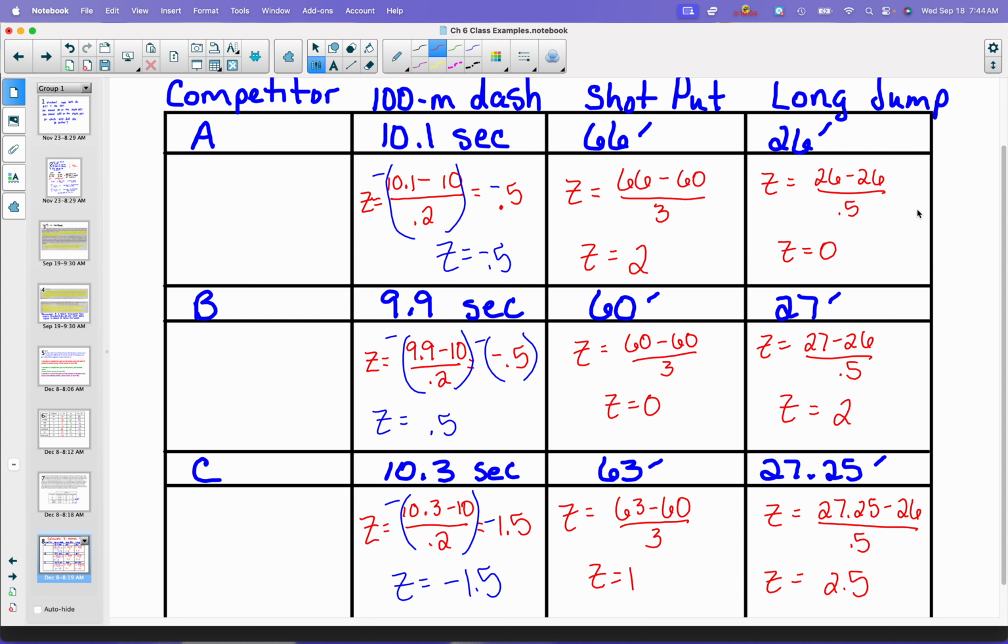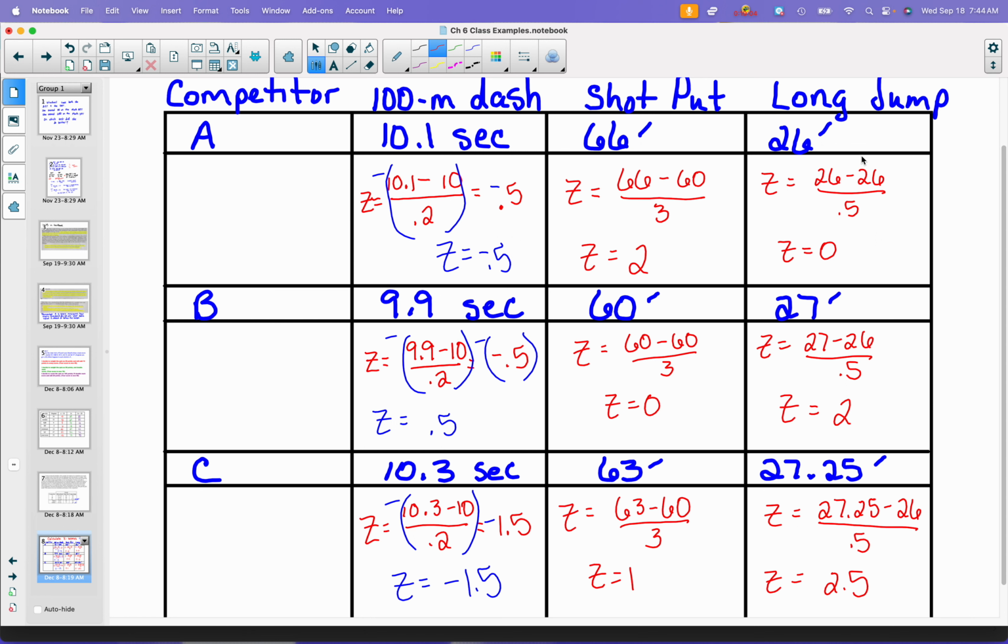So here are all my z-scores. If you didn't pause it earlier, you can pause it now so you have all those. So then we have to talk about, well, how do we decide who the winner is? So for competitor A, they ran worse than average. They were about half a standard deviation below the mean, or worse than the mean, I should say. But for shot put, they were the best because look, they're the highest above the mean. So they were 2 standard deviations above the mean. Competitor B was right at the mean, and competitor C was only 1 standard deviation above the mean. So all of them were above the mean, but competitor A would win.